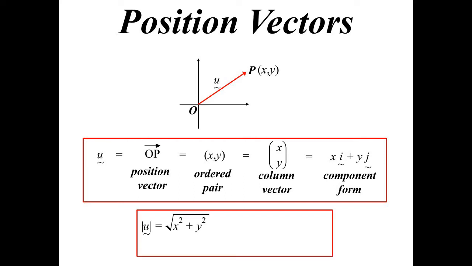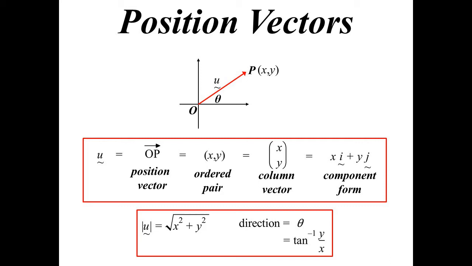The magnitude of our vector is the length of the vector, so the square root of x squared plus y squared, and the direction the vector is heading in would be the angle it makes with the positive side of the x-axis, so the inverse tan of y on x. All of that we looked at in our topic of vectors.